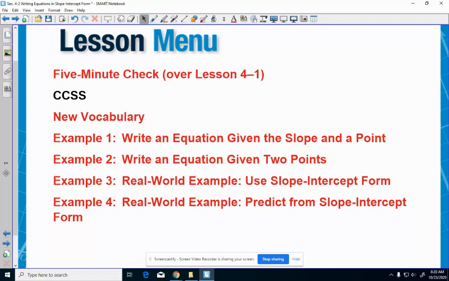A second ago, I asked you to think, what are the two things that you need in order to be able to write an equation? You got to know those two things. If you know them, great, you can write the equation. If you don't know them, how do you find them in order to be able to write the equation? You should be able to tell me how to find one of those things right now.